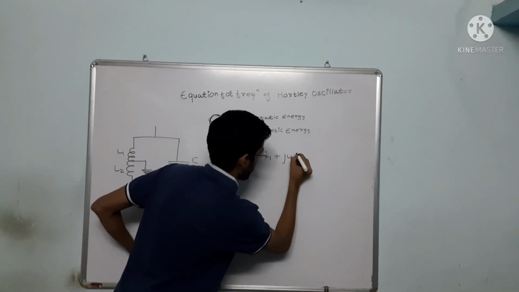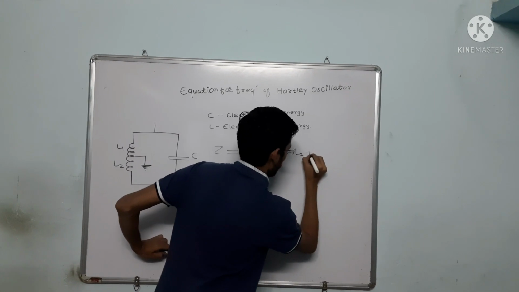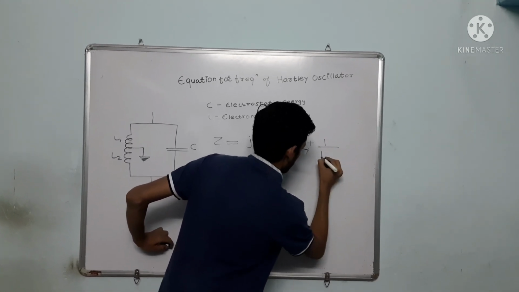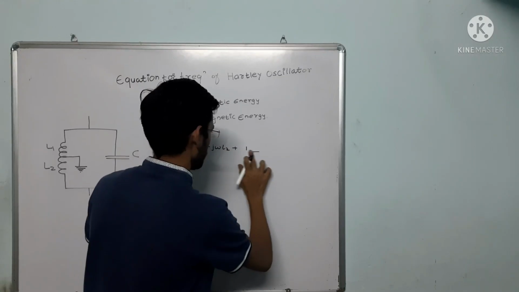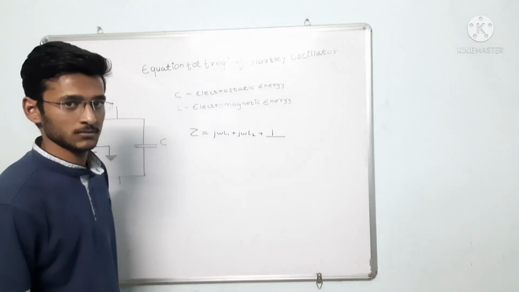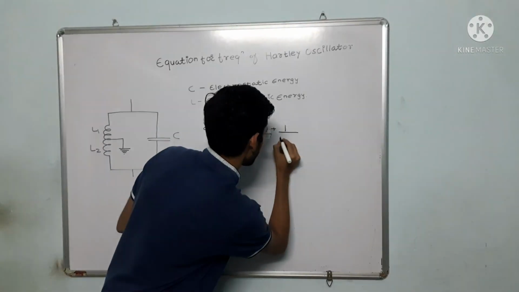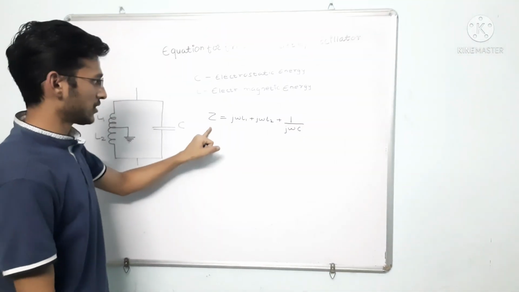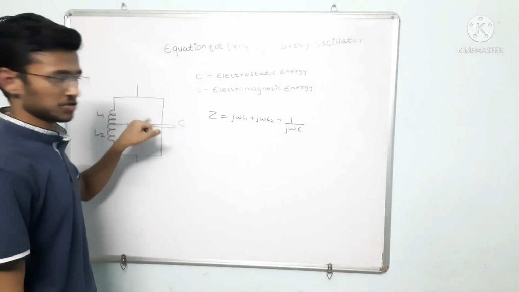So we can write the equation as Z, which is known as the total impedance, that is equal to j omega L1 plus j omega L2 plus 1 upon j omega C. So this is the equation for the total impedance, that is Z, of the Hartley oscillator.